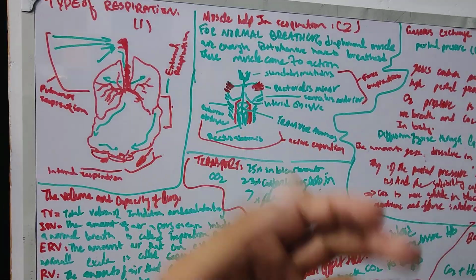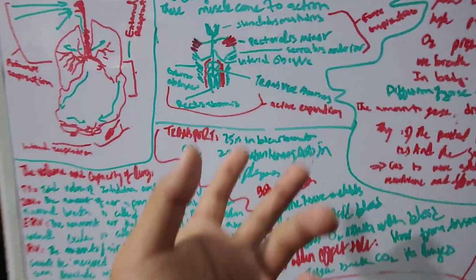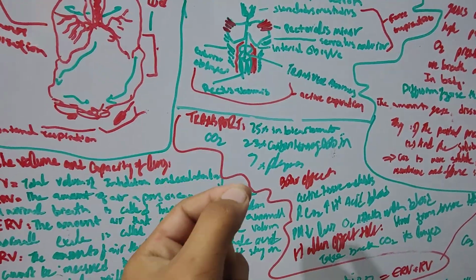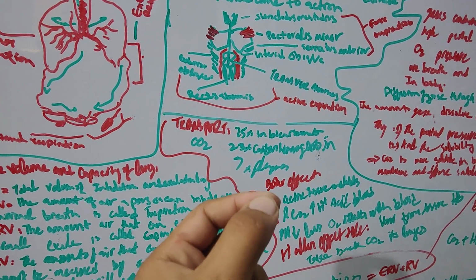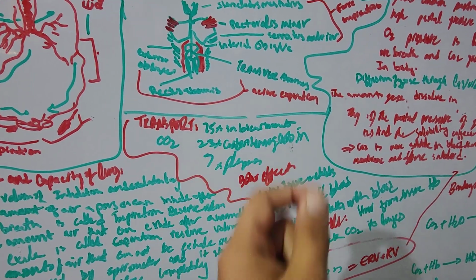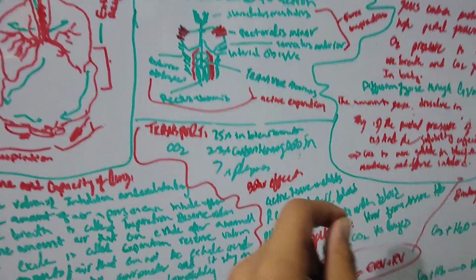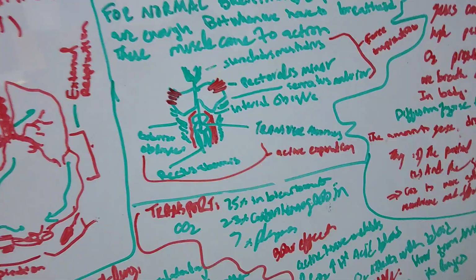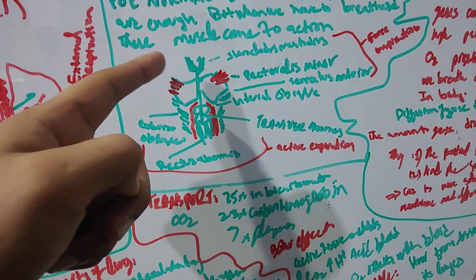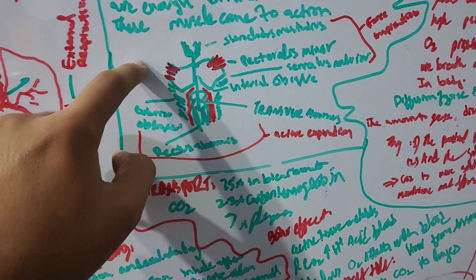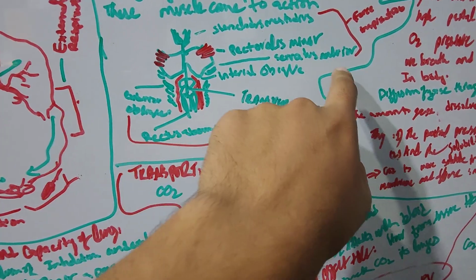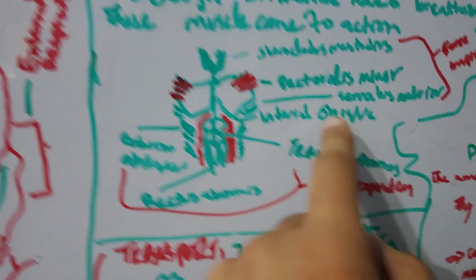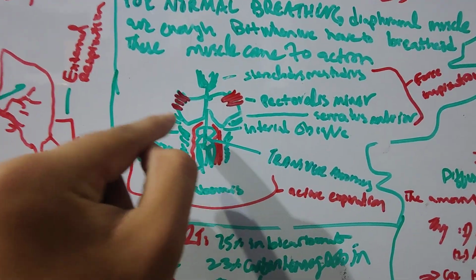the sternocleidomastoid muscle. Then we have pectoralis minor, then we have serratus anterior. This is pectoralis. This is the sternocleidomastoid, like the neck muscle. These are near the area between our shoulders and the chest. These are pectoralis minor, and this is serratus anterior. These are present behind the neck, a little bit behind the chest.